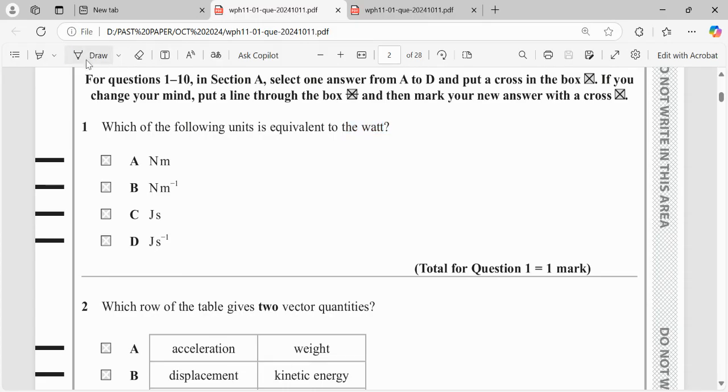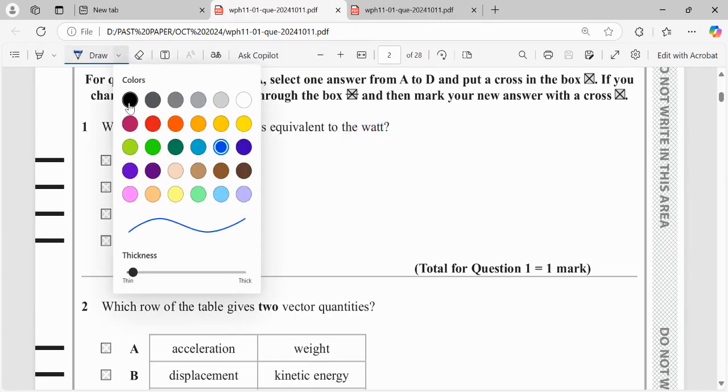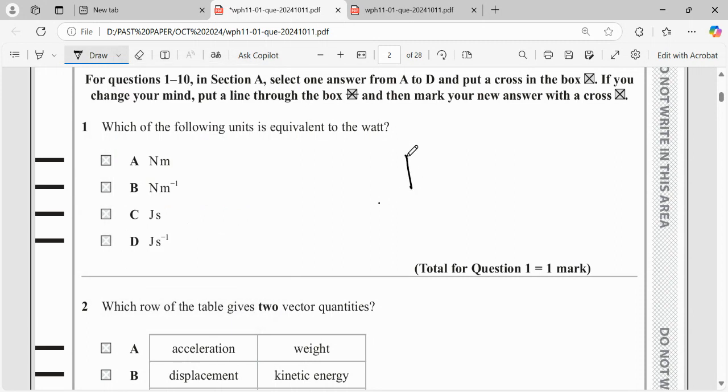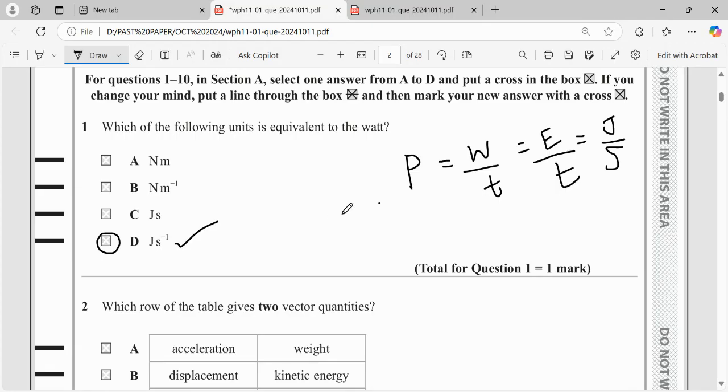So we know watt is based on the quantity power. Power is work done over time, or we can say it is energy by time. Based on these quantities, we have to check which of the following options is correct. Energy we express in joule and time in seconds, so joule second inverse. So the option is D.